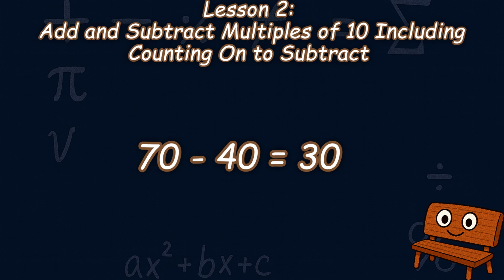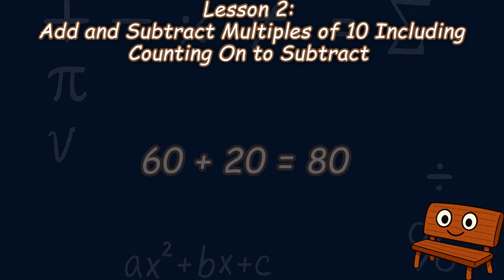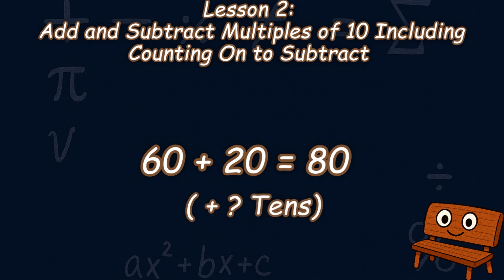If we have this other example, which is 70 minus 40 equals 30, well, we can say that this happened because we took away 4 tens, and 4 tens equals 40, and the number 40 itself is a multiple of 10. Try out one of these examples. 60 plus 20 equals 80. How many tens did we need to add in order to get 80?